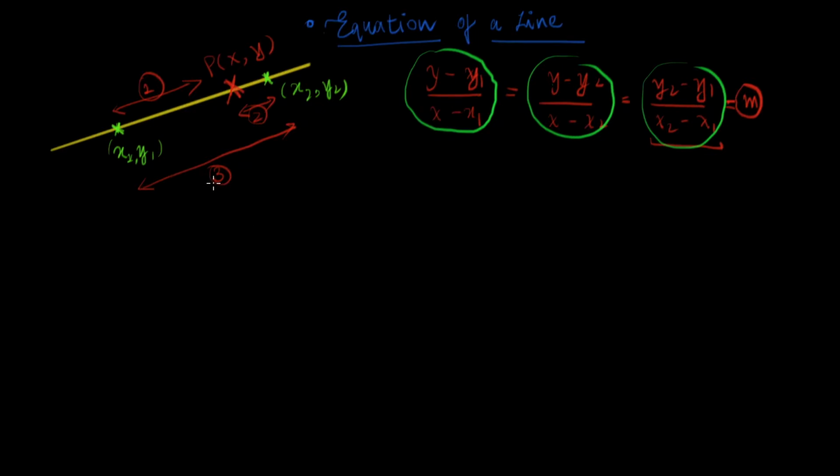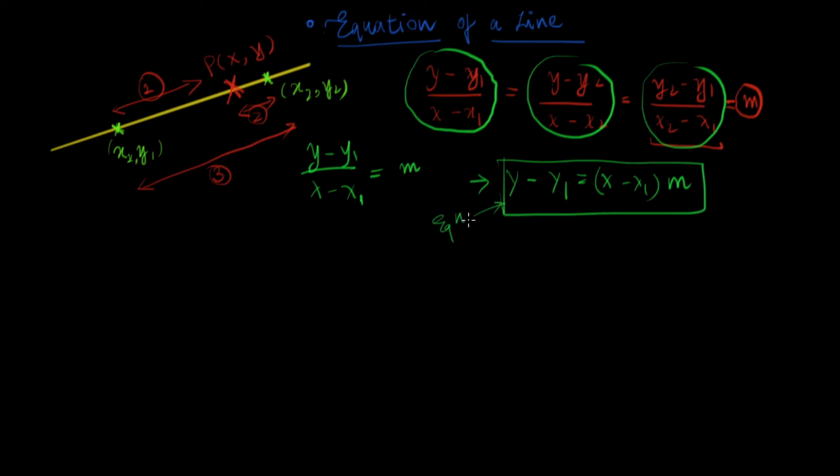We can take any combination of this, and for example, let me consider y minus y1 upon x minus x1 equal to the slope of the line, which is m. In that case, the equation of the line becomes y minus y1 equals x minus x1 times the slope. And this is what we refer to as the equation of the line. We could have also checked the form using this, and that should have given us y minus y2 equals m times x minus x2.